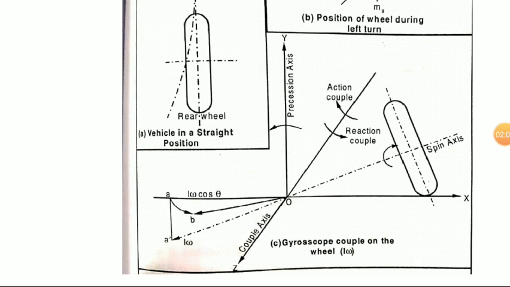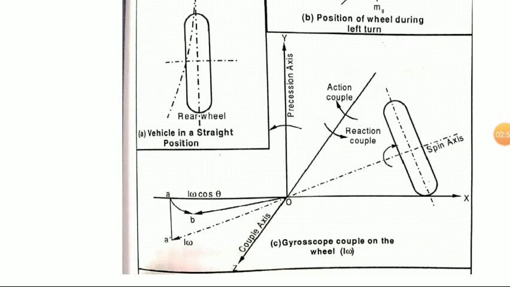And when the vehicle is turning towards the left, what is the action of the couple acting? The couple will be acting in the opposite direction, that is, the couple is acting in the clockwise direction. Couple means equal and opposite forces. When the vehicle turns to the left, it acts a force towards the left, so the action couple will be to oppose the effect. The action couple will be in the clockwise direction.